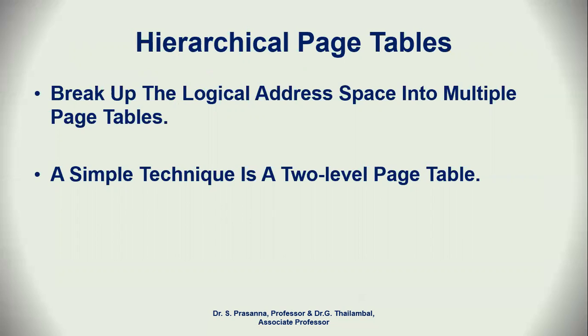So as we have seen in the previous example, in a particular page, you are storing four values, that is four data: A, B, C, D. So that is the logical address space. You need to divide it into multiple page tables. A simple technique is a two-level page table.